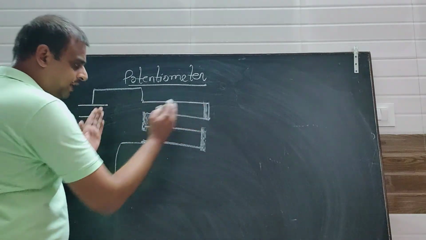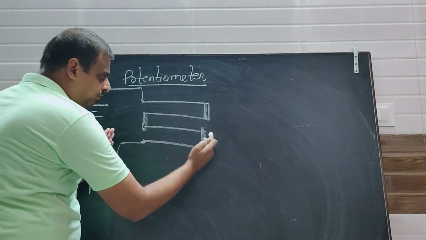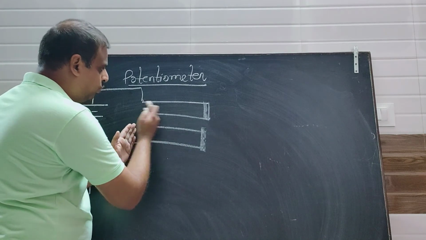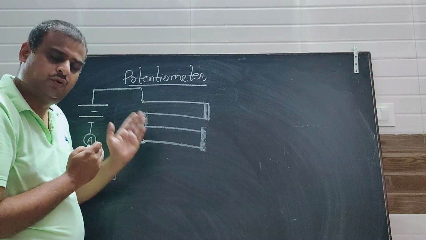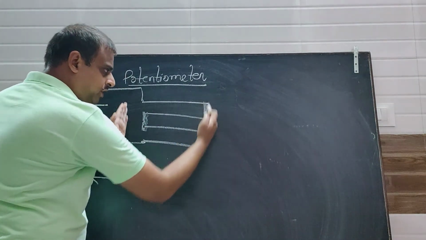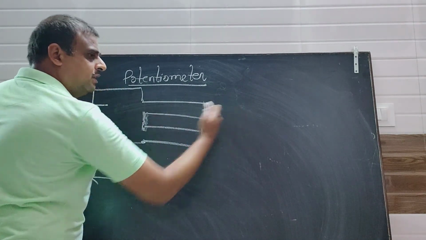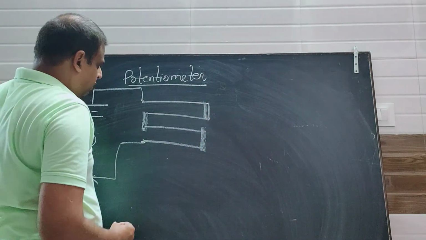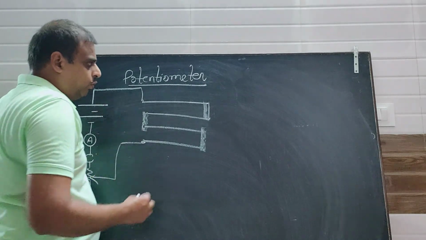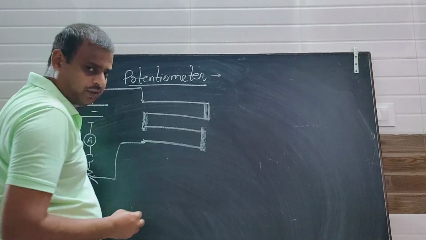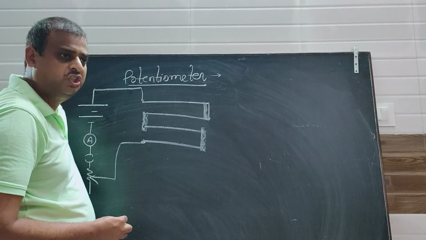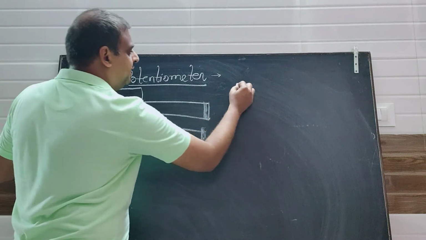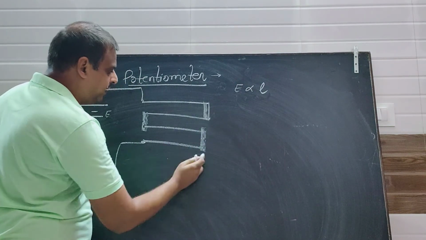It is an apparatus with a length of 400 centimeter, 100, 100, 100 and 100, total length 400. It is placed on a 100 meter long card. So what is the principle of potentiometer? It is based on the principle of potential gradient. Means this EMF is divided equally across the length of this wire.